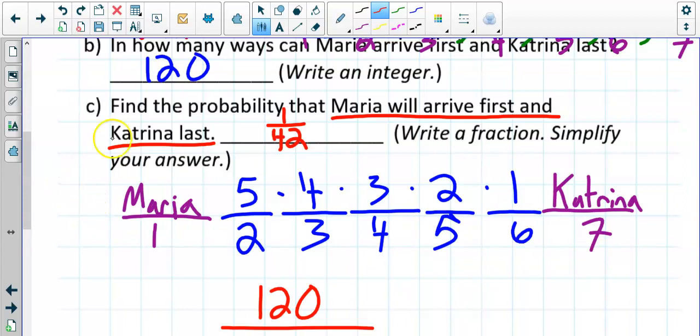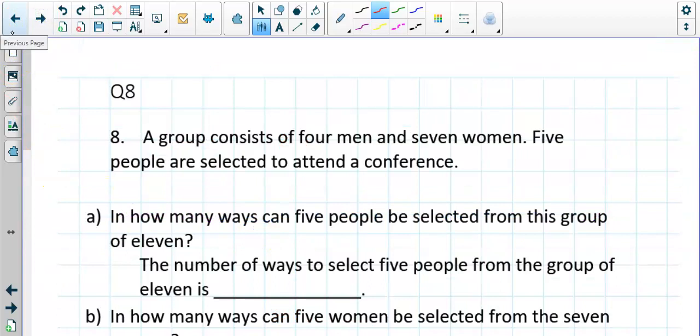I think this is one of the problems on this exam that kind of trips students up the most. Because you got to think about what's really going on. And it's not a combination. It's a fundamental counting principle. So right here it says a group consists of 4 men and 7 women. 5 people are selected to attend a conference. How many ways can 5 people be selected for this group of 11?